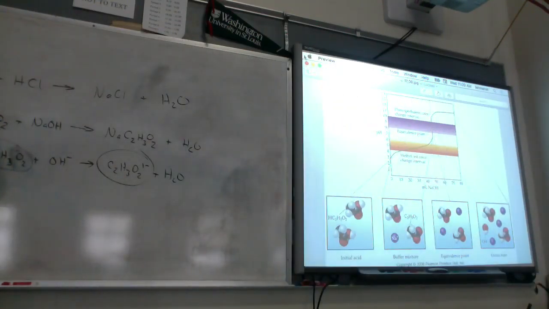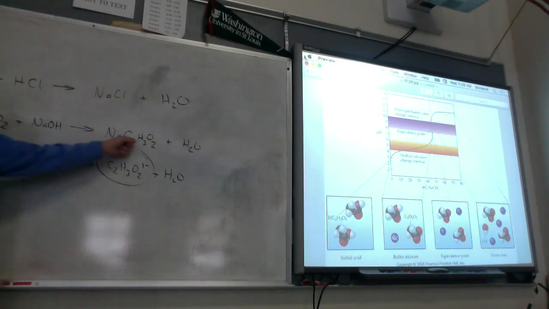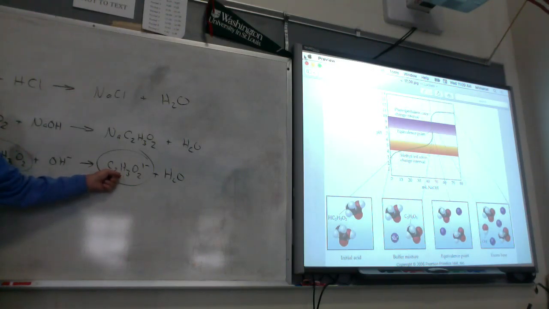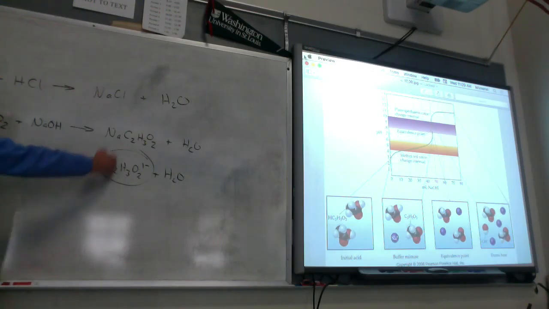We start off with 0.1 molar here, and we're adding 0.1 molar sodium hydroxide. As I add more hydroxide, what's going to happen to this concentration? It's going to decrease. What's going to happen to this concentration? It's going to increase. At which point, where do you think we're going to have equal concentrations of those things?